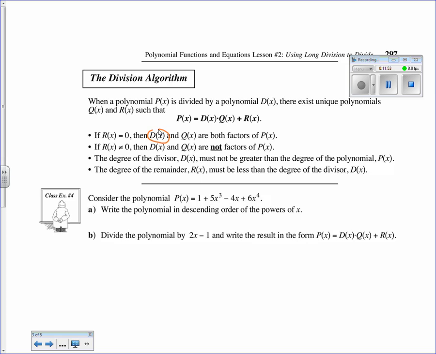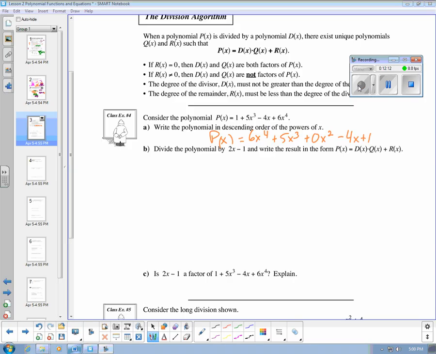And there's a relationship between the degrees. You'll see it after you do a number of them. The degree of the divisor must not be greater than the degree of the polynomial, and the degree of the remainder must be less than the degree of the divisor. I've got to set up this one, and then we'll long divide. I finally got it at a spot that I can write. I'm going to attempt to long divide. First, I'll write it out, and then I'll talk it through.